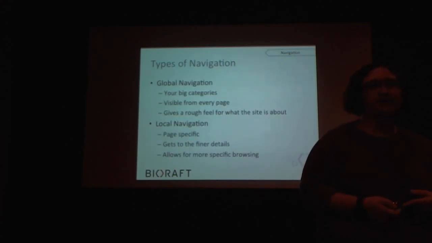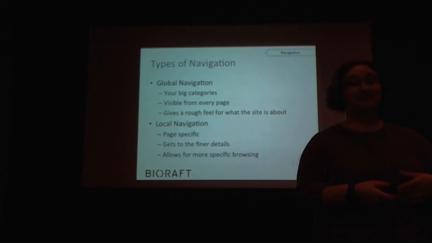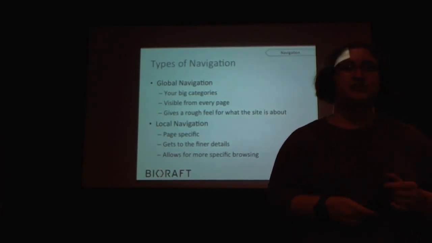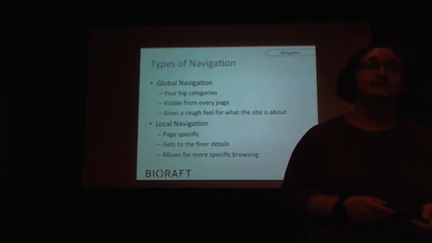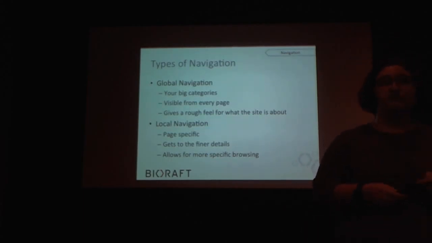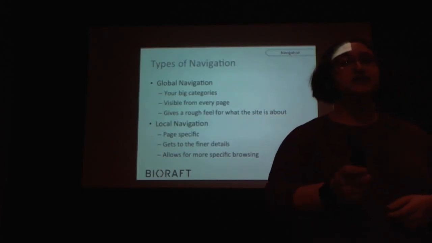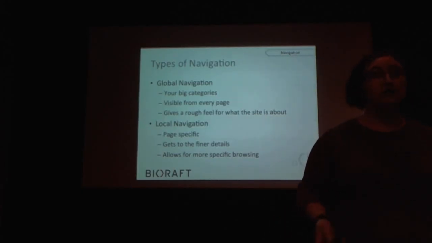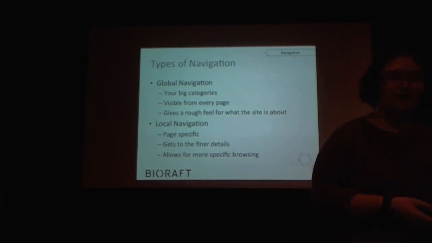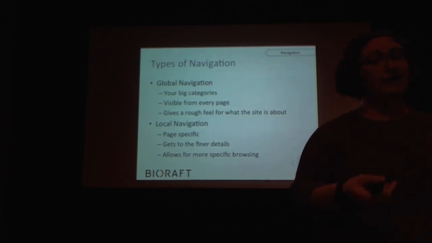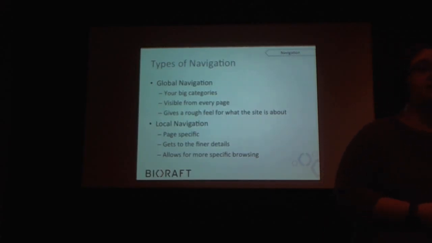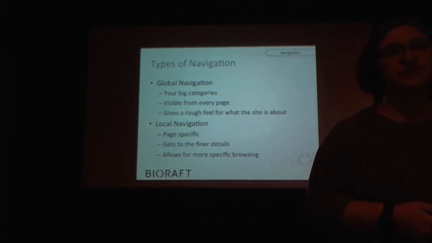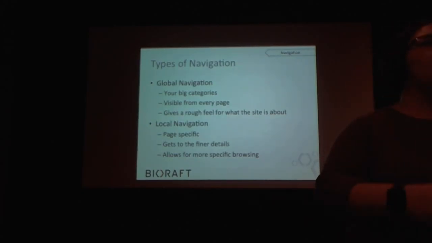Global navigation is global. It's big. It's the big categories. These are the things that should be visible from every page, and it gives a rough feel for what the site is about. Like I mentioned, every page is your home page, so that global navigation is going to give people context of where on earth they are. The local navigation is smaller. It's page specific, although it can be a group of pages as well. It gets to the finer details, and it allows for more specific browsing so that people don't have to wade through all of the things.